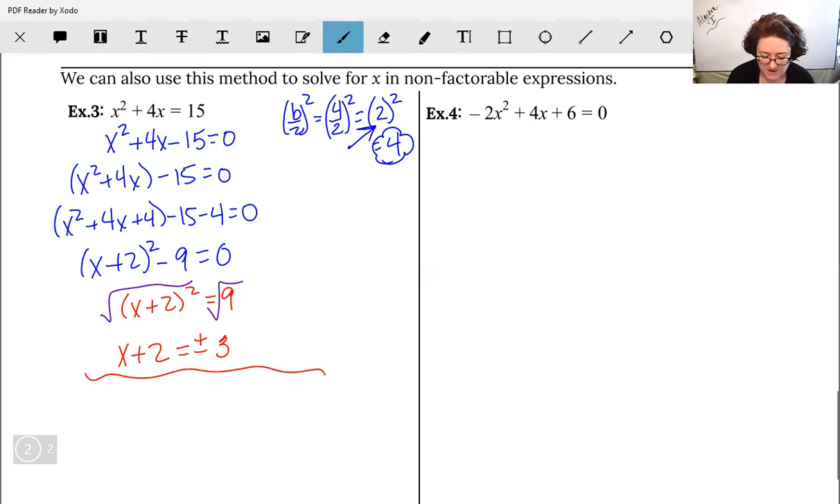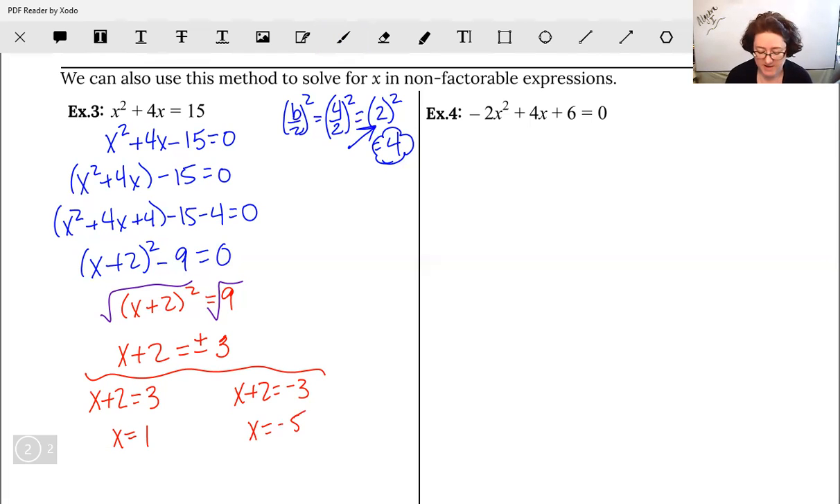So from here, I've got 2 different versions. I've got x plus 2 equals 3, and I've got x plus 2 equals negative 3. And then I solve it out. So subtract the 2 from both sides. That's going to give me x equals 1 as one solution, and x equals negative 5 as the other solution.